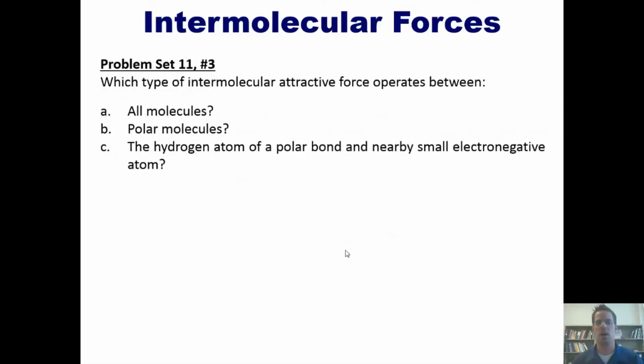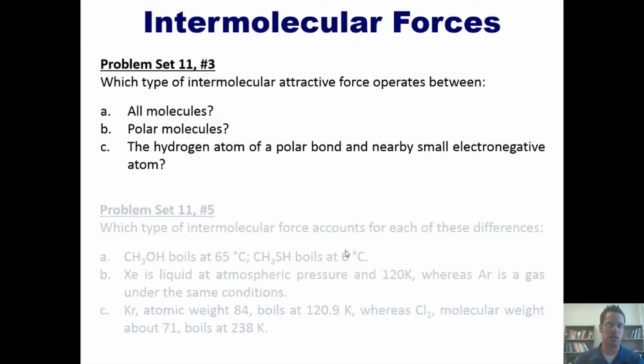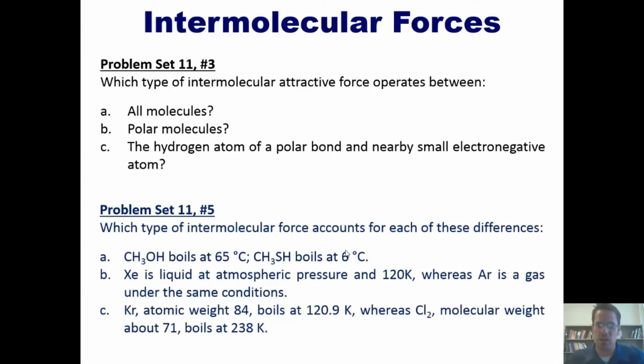And this question, which type of intermolecular attractive force operates between all molecules, polar molecules, and the hydrogen atom of a polar bond and a nearby small electronegative atom? I'm not going to answer these, but we'll let you tackle them on your own. And this question, which type of intermolecular force accounts for each of these differences? I'll let you read each of these on your own and attempt them on your own.